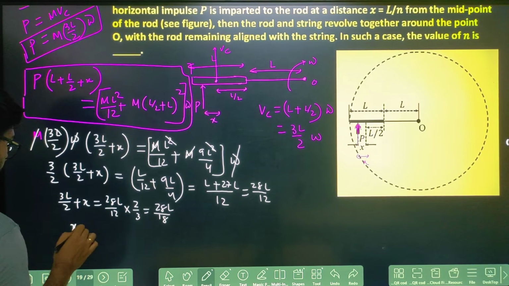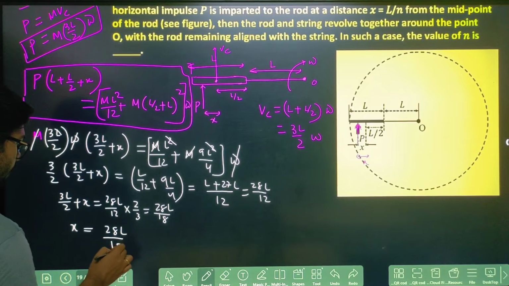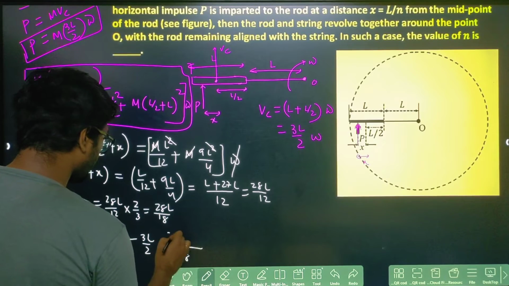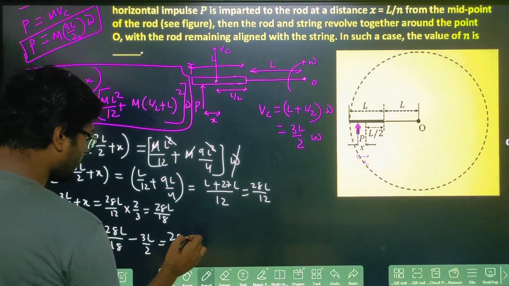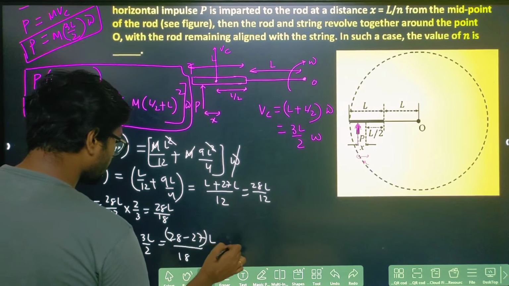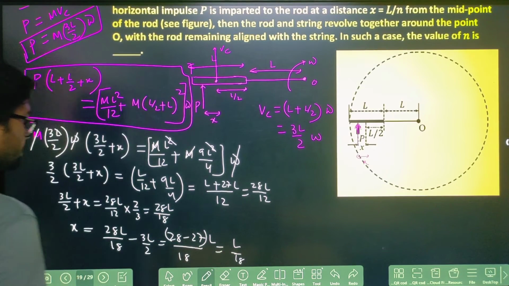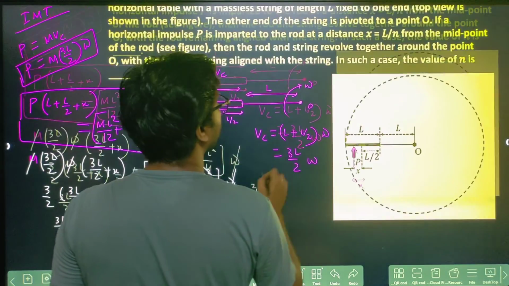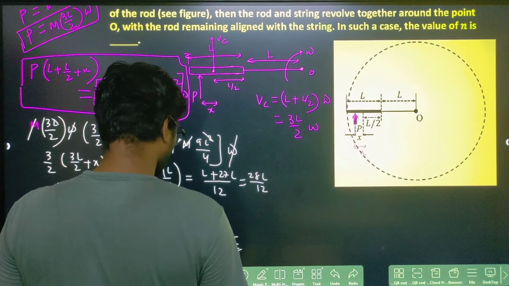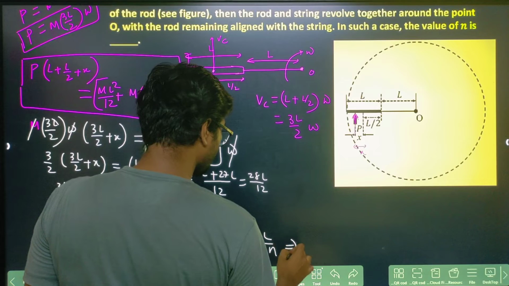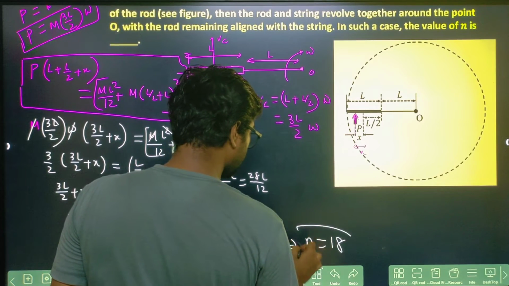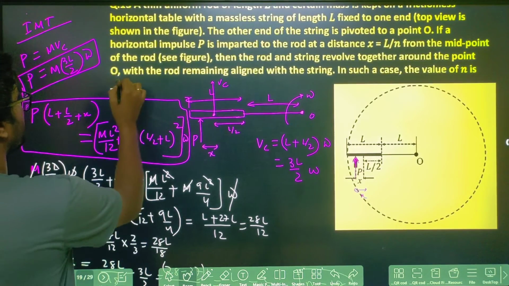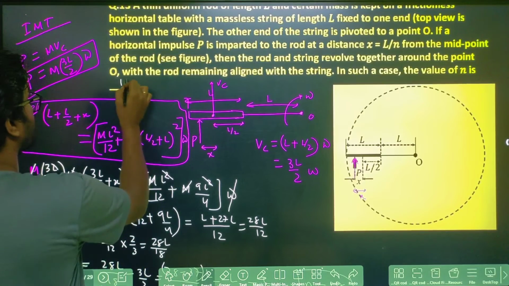Now you can find out the x value. X will be 28 L divided by 18 minus 3 L by 2. That will be 18, 28 minus 27 into L. So this will be coming L by 18. So x equal to L by 18. And x value they have given L by n, right? So this is basically your L by n, which implies that n equals 18. So the answer here will be n equal to 18.